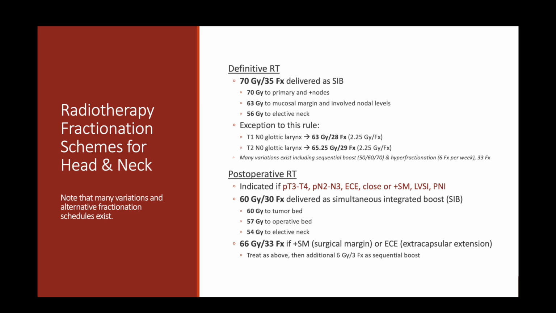So sometimes people can do a sequential boost, something like 50 gray, then 60 gray, then 70 gray, all at 2 gray per fraction. We'll talk about data for hyperfractionation, where we do 6 fractions per week rather than 5 fractions per week. There are also regimens that use 33 fractions, so slightly hypofractionated. So again, many variations, but if you say 70 gray in 35 fractions is your definitive radiation dose, you won't be faulted. And again, the only exception to that rule is early stage glottic larynx, where we do 28 to 29 fractions at 2.25 gray per fraction.